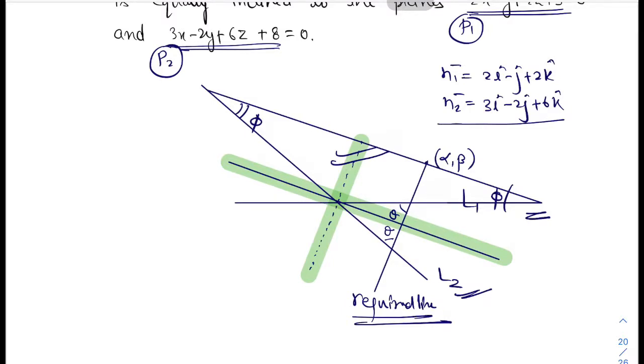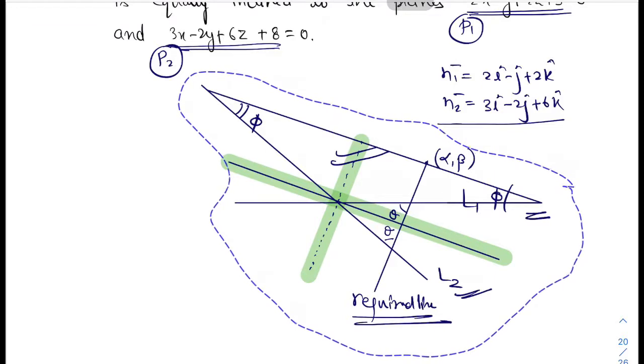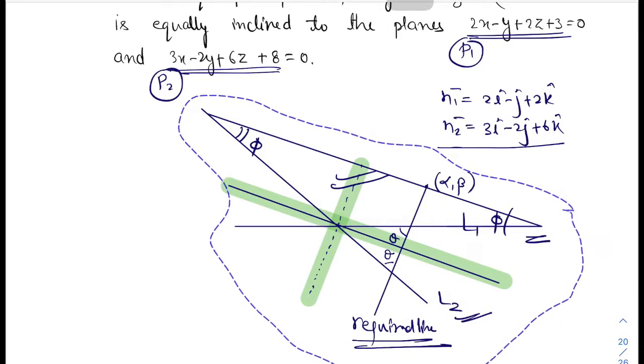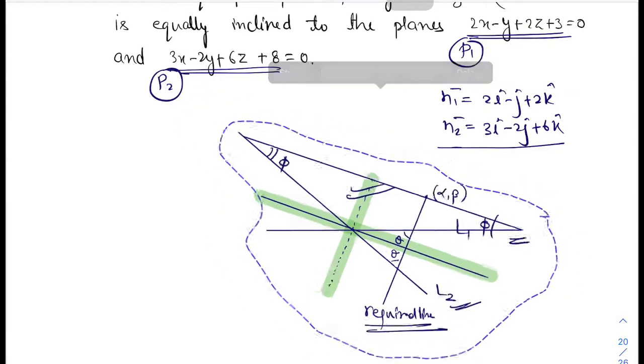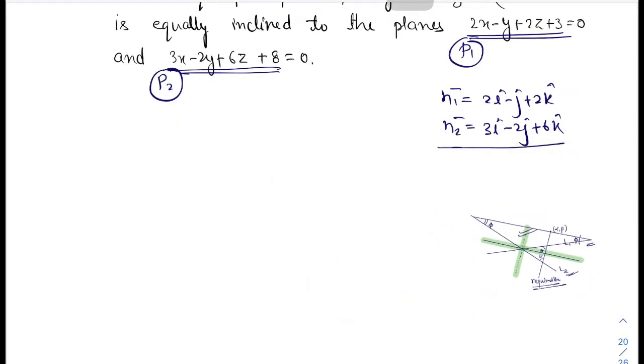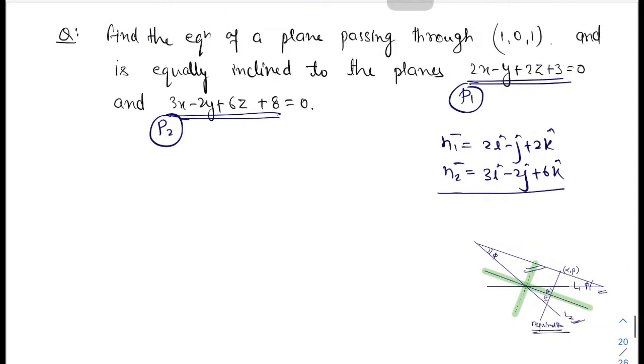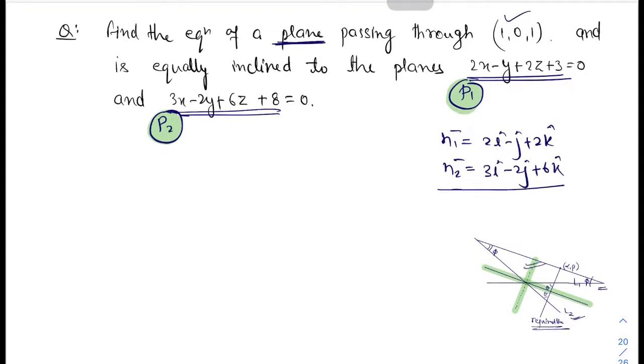Okay, so from this you can draw the analogy in the plane also, although it's difficult for me to draw the planes here in this screen. Okay, so you can understand with the example of this line. So what I am trying to conclude here is that whatever the equation of our plane that is passing through 1, 0, 1 and equally inclined to these two given planes, that plane must be parallel to the angle bisector between these two planes.